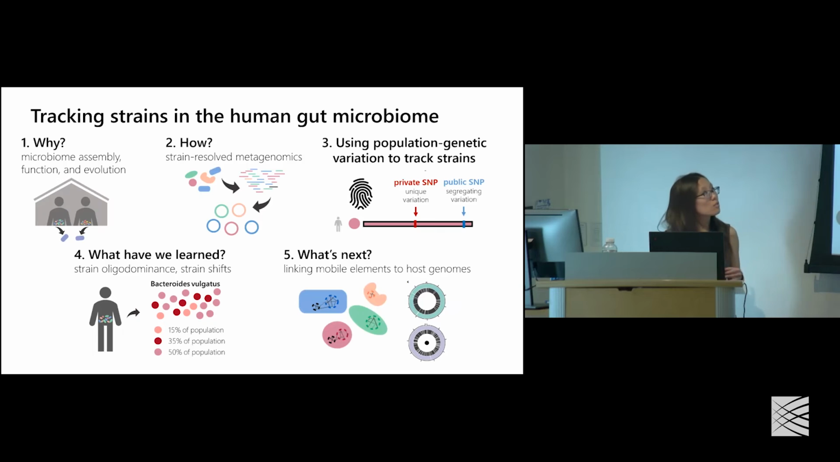All right, so overall, just to review what I've told you about today, we've talked about how tracking strains can inform us about microbiome assembly, function, and evolution. We've talked about the suite of methods available for strain-resolved metagenomics, and a method that I and others have been developing to use population genetic variation to track strains with very high resolution. What we've learned is that there tend to be relatively few strains of a particular species present in the gut microbiome, and also that those strains can behave differently in response to the same perturbation. And then finally, I think some of the open questions involve linking mobile elements to their host genomes.